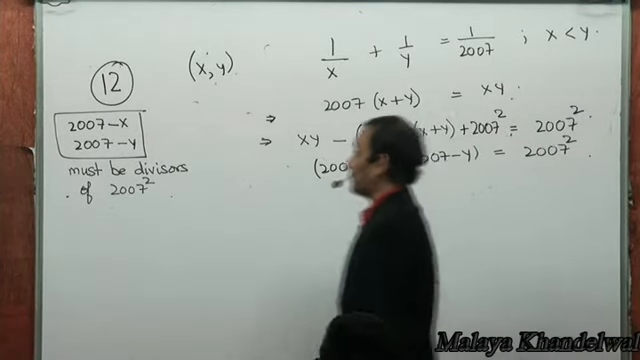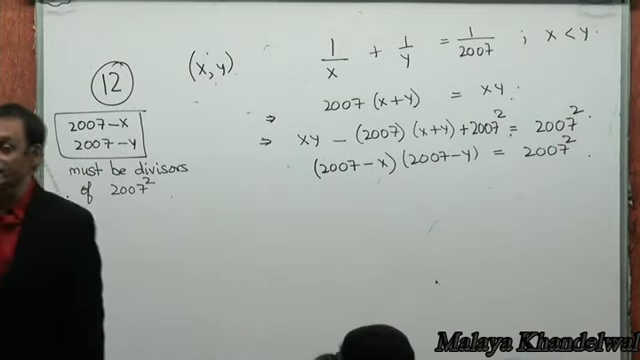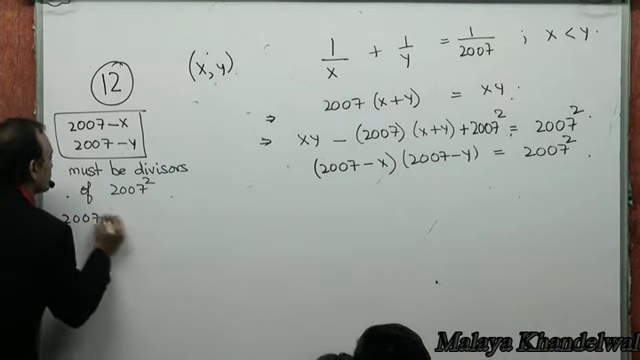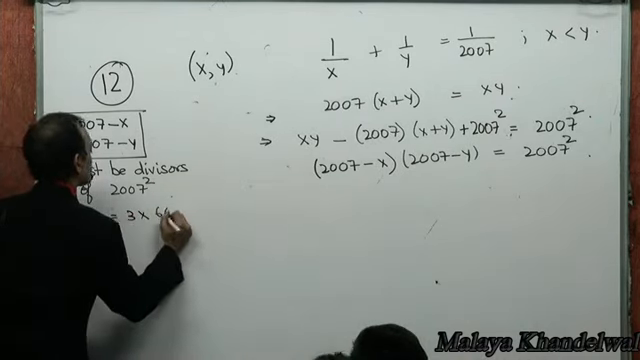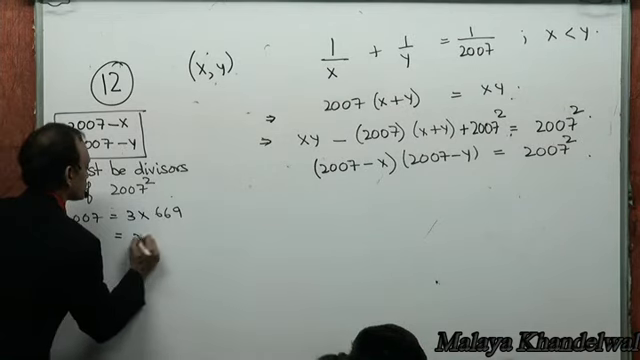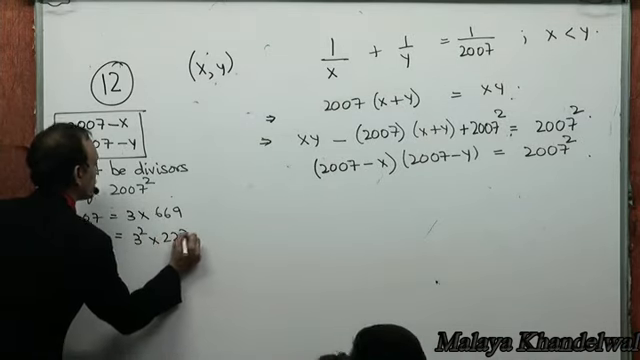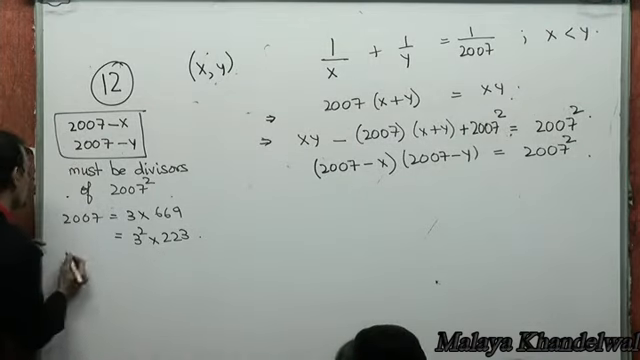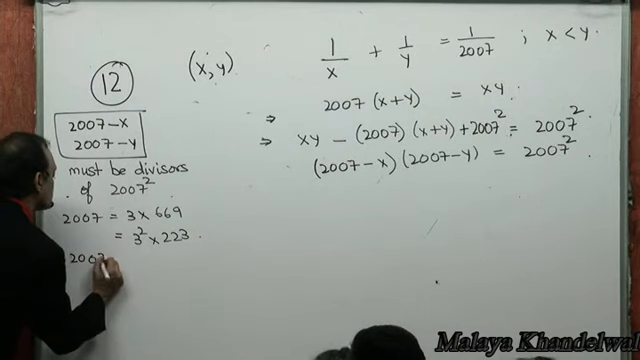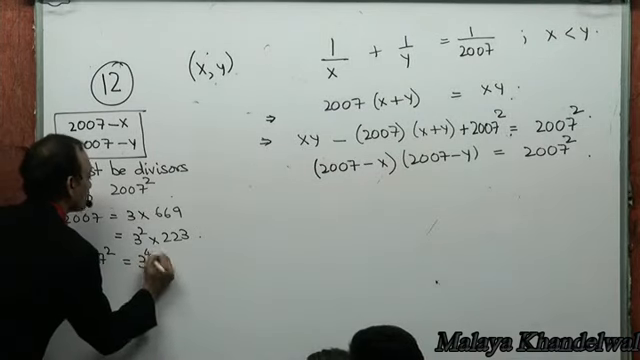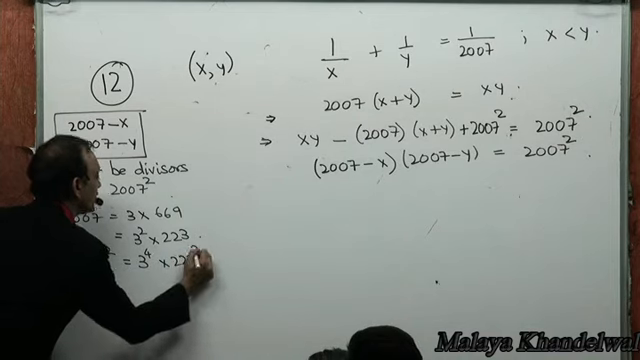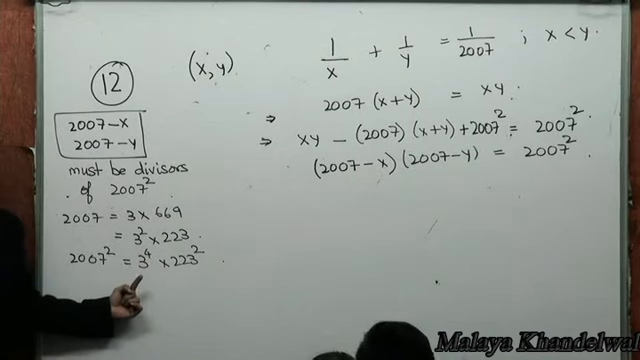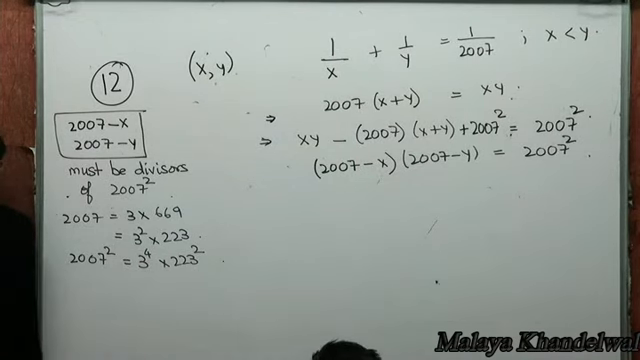Right. Let me find out the number of divisors of 2007 squared. All right. First of all, 2007 is 3 into 669, which is 3 squared into 223. That's 2007. Yes or no? And 223 is a prime, so no further fragmentation. 2007 squared is going to be 3 to power 4 into 223 squared. Yes or no? Expressed as product of powers of primes.